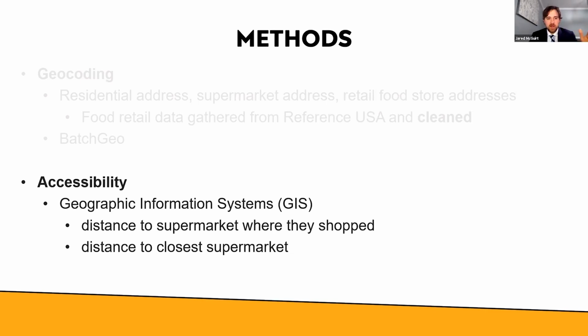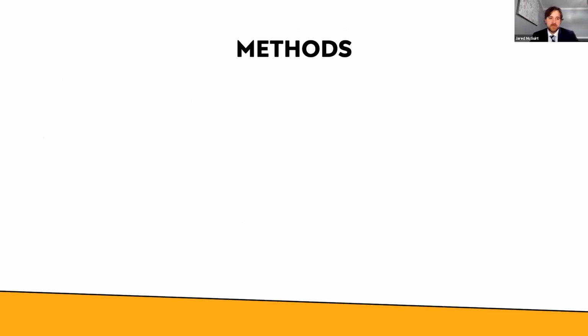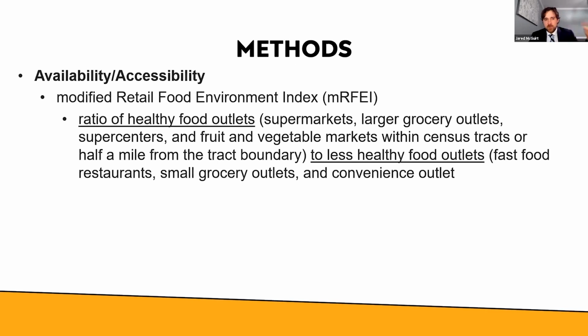And then we used GIS accessibility, including distance to the supermarket where they shop and distance to the closest supermarket to their house. A lot of people were interested in that dynamic, like where they shop compared to the closest supermarket. Then we looked at something called the Modified Retail Food Environment Index, and this is a ratio of healthy food outlets to less healthy food outlets.